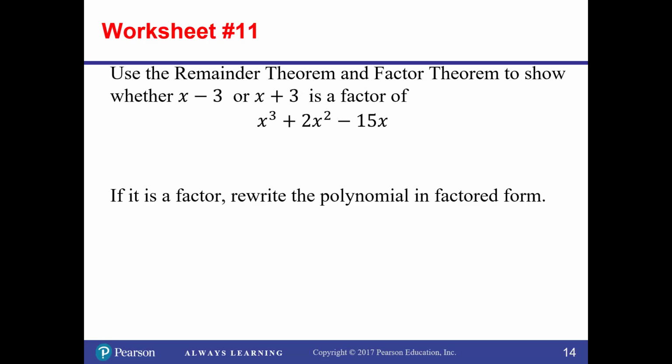So we're going to use the remainder theorem and factor theorem to show whether x minus 3 or x plus 3 is a factor of x cubed plus 2x squared minus 15x. If it is a factor, rewrite the polynomial in factored form. That will require us to do polynomial factoring. Actually, no, we can get by without that. We just would know what the ones and zeros were, but we could use polynomial factoring on this.